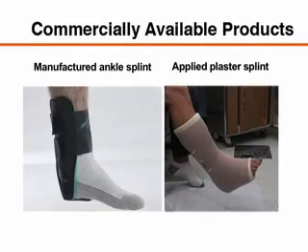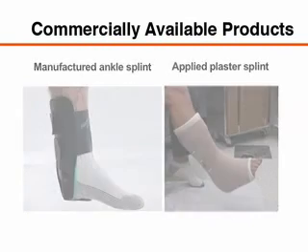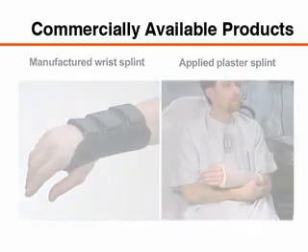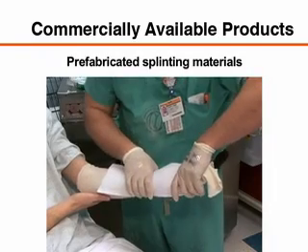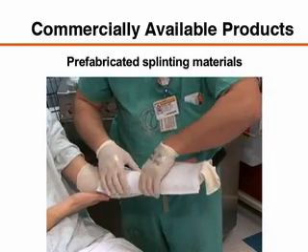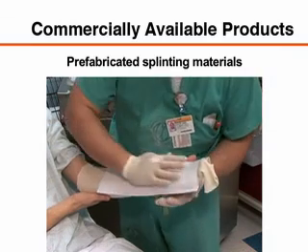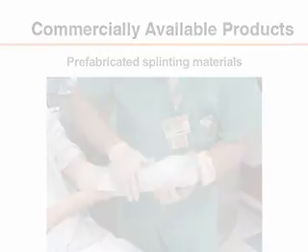Commercially available ankle splints may be used to enhance comfort after a sprain, but typically do not provide the necessary stability for fractures. Similar products are available for upper extremity sprains, such as a soft wrist splint. Prefabricated splinting materials are available and can be used to create a wide variety of splints for injured extremities using modifications of the techniques demonstrated in this video.